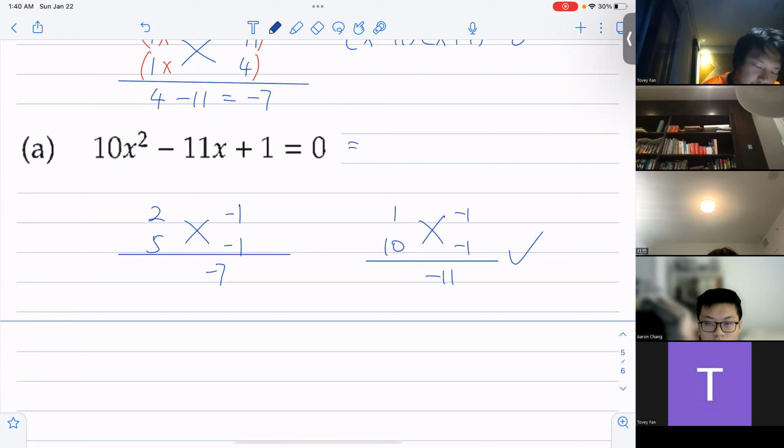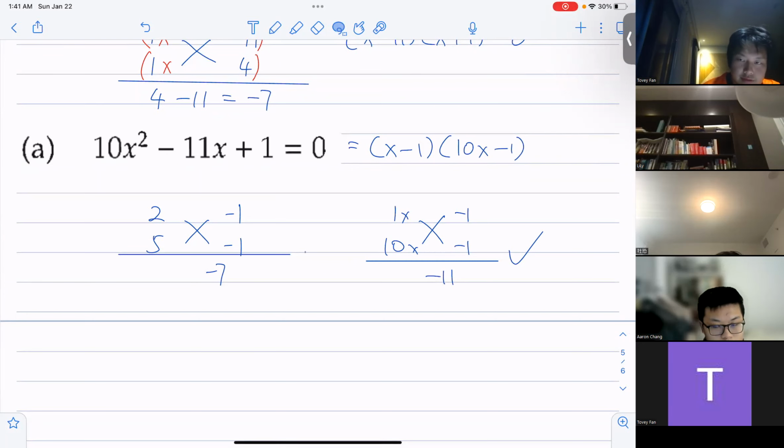And that means this becomes, you put x back, right? The first term is x minus 1. The second term is 10x minus 1. There we go. You see, it's very fast. And it's very easy.